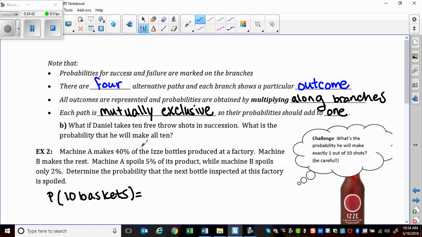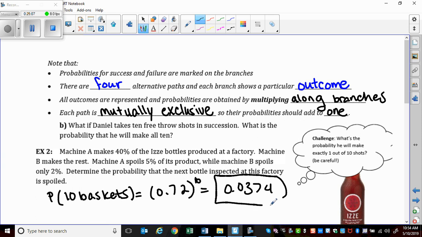You guys can try this one. If he makes all 10 baskets, then the probability of 10 baskets is 0.72 to the 10th power, which is actually small, 0.0374, something like this. So he has a 3.7% chance that he gets all 10.